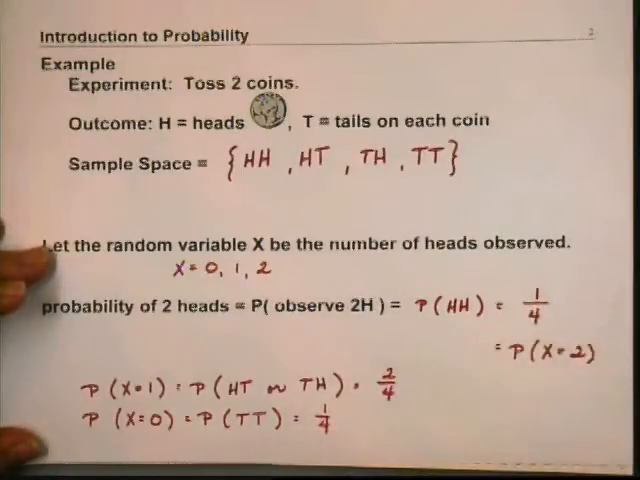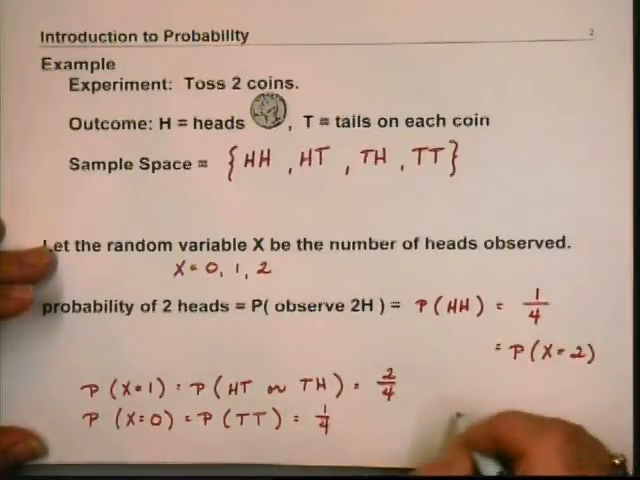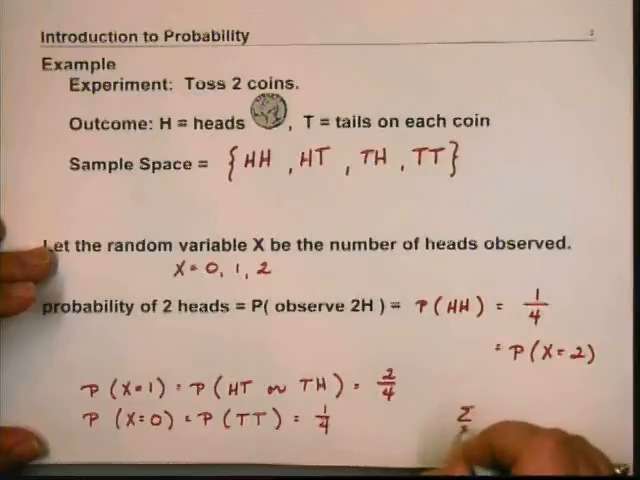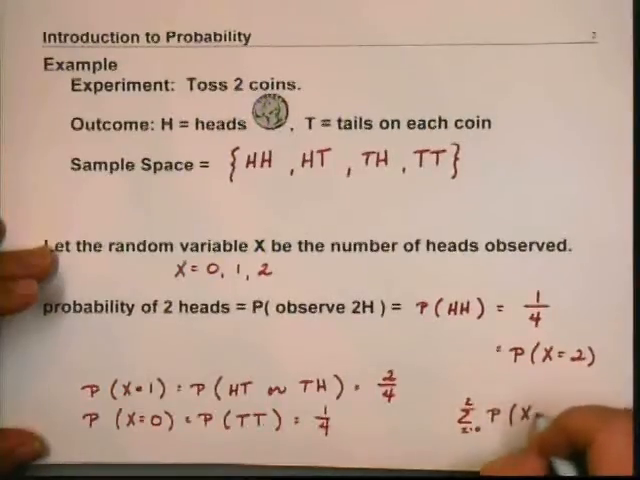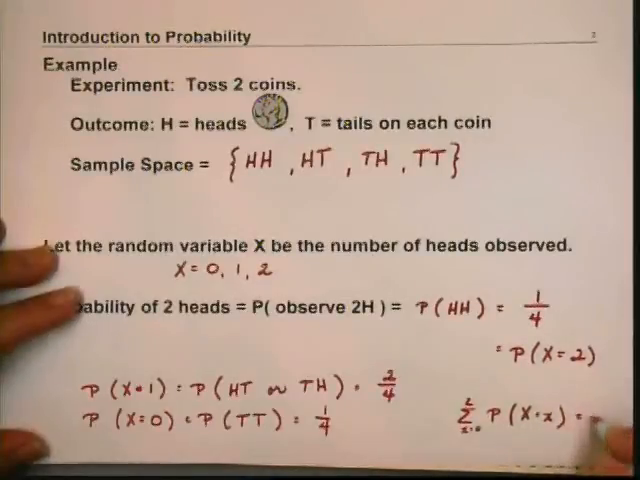Probabilities are always between 0 and 1, and if you add up the probabilities across all the possible values of x, for us the values of x range from 0 to 2, the probabilities sum to 1. The probability that capital X equals lowercase x, summed over all x, equals 1.